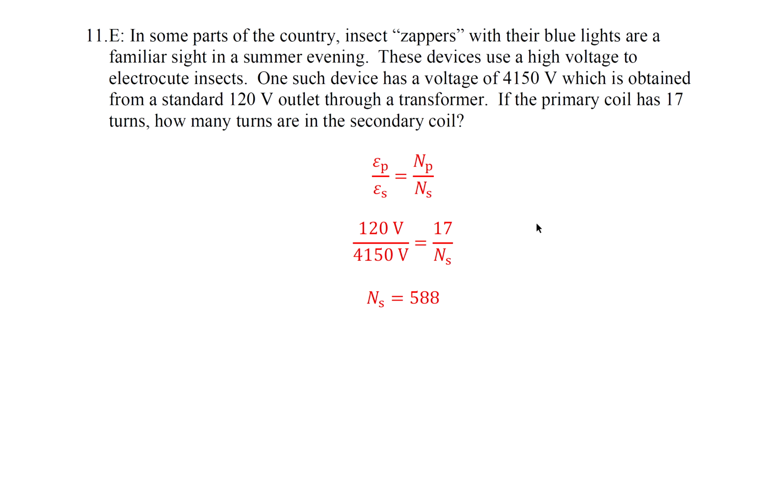Question 11. In some parts of the country, insect zappers with their blue lights are a familiar sight on a summer evening. These devices use a high voltage to electrocute insects. One such device has a voltage of 4150 volts, which is obtained from a standard 120 volt outlet through a transformer. If the primary coil has 17 turns, how many turns are in the secondary coil? So we're solving for N sub S.